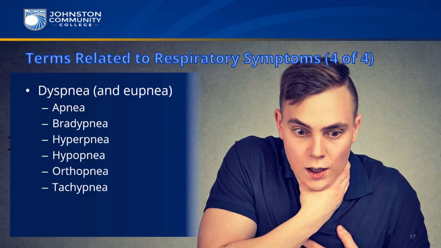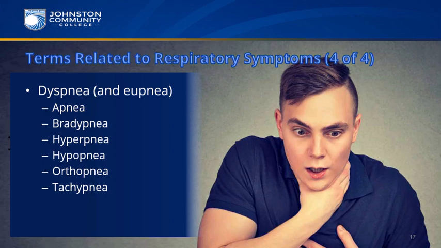So this means a temporary lack of breathing. If it was permanent, the patient would have expired. Then we have bradypnea. Remember, brady is our prefix for slow. So this is abnormally slow breathing. Then we have hyperpnea. Hyper is our prefix for excessive, and this is an excessive deep breathing.